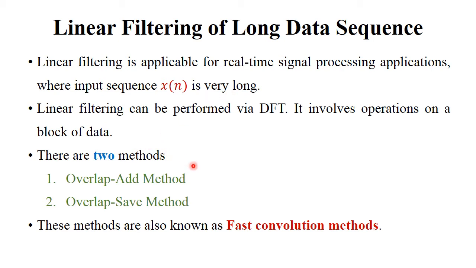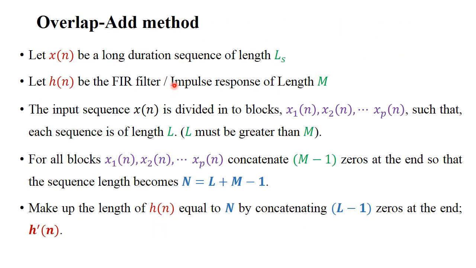In that, we are going to have two methods. First method, overlap add method. Second one, overlap save method. In both of these two, we are going to get the same answer, but the solving procedure is a little bit different. In general, both of these are also known as the fast convolution methods. Now let us go through one after the other. The first one, overlap add method.